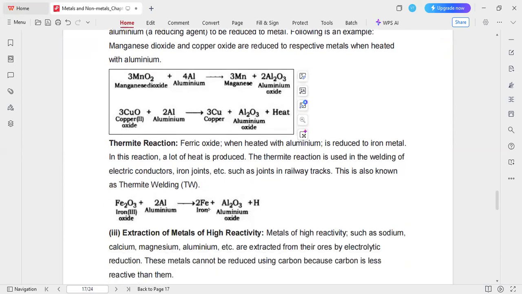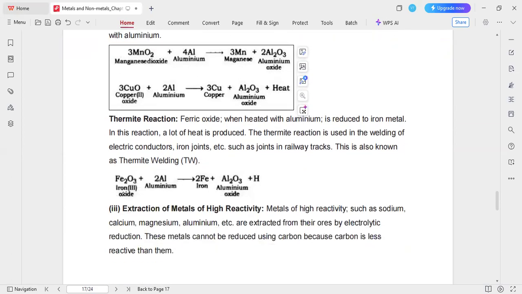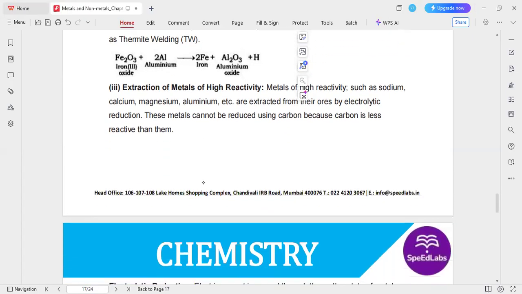A thermite reaction is a reaction of iron oxide with aluminum. Aluminum, as it is more reactive, will displace the iron. In this reaction, what happens, children? A huge amount of heat is released, a highly exothermic reaction. So iron we are getting in the molten state actually. Is it clear?